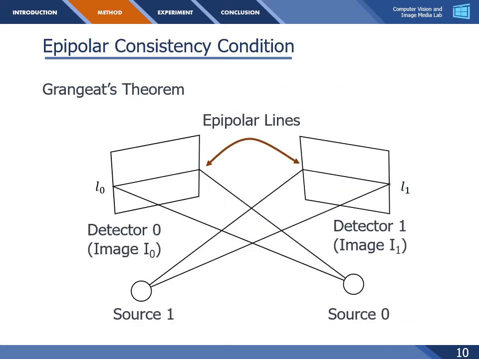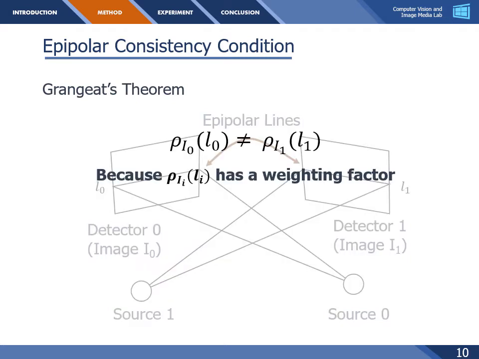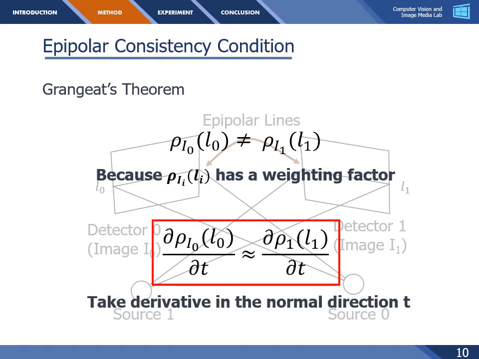Now consider an epipolar geometry with 2 sources and 2 detectors. I0 and I1 are the corresponding epipolar lines here. One would expect that the line integrals along the 2 lines would be the same, since it amounts to the same plane integral. However, it is not the case in reality because of the weighting factor introduced by the polar coordinate of the cone beam structure. Nonetheless, the derivative in the normal direction t would factor out the effect of the weight, and thus the following equation is obtained.